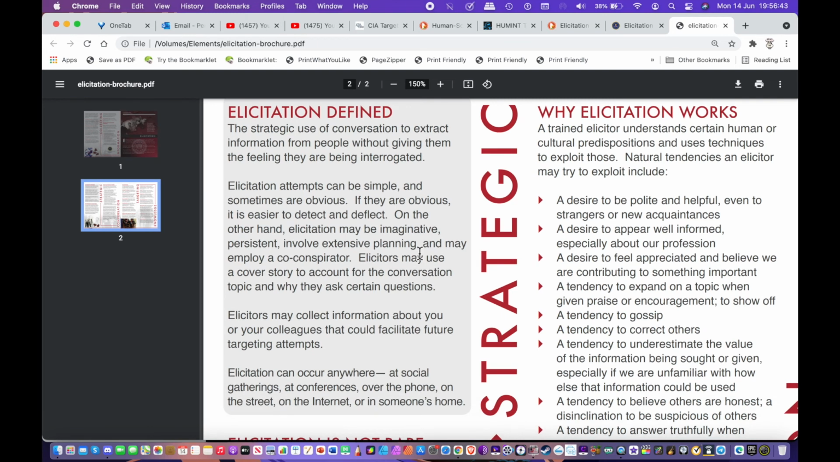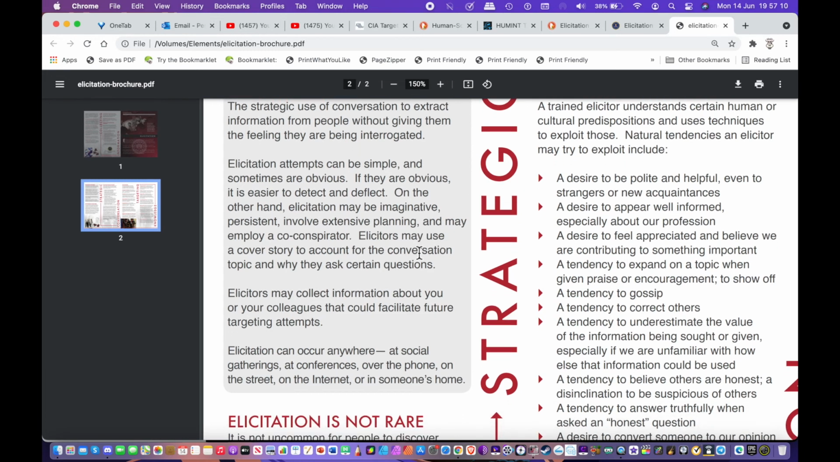Elicitation: the strategic use of conversation to extract information from people without giving them the feeling they are being interrogated. Elicitation attempts can be simple and sometimes are obvious. If they are obvious, it is easier to detect and deflect. On the other hand, elicitation may be imaginative, persistent, involving extensive planning, and may employ a co-conspirator.